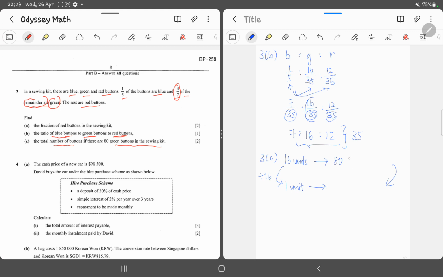So I can just call this buttons. There are 80 buttons for 16 units. So 80 buttons, I divide by 16 as well. Because I divide by 16 here, I must also divide by 16 here. So 80 divided by 16 is 5 buttons. And to calculate the total number of buttons, there will be 35 units, which is actually 5 buttons times 35. So this actually gives us 175 buttons. So that will be the total number of buttons, and we are done with question number 3.